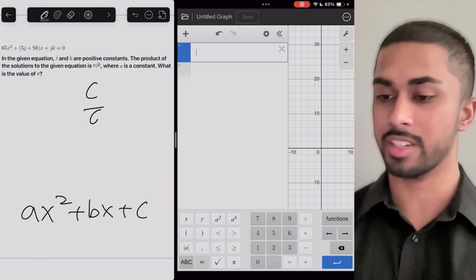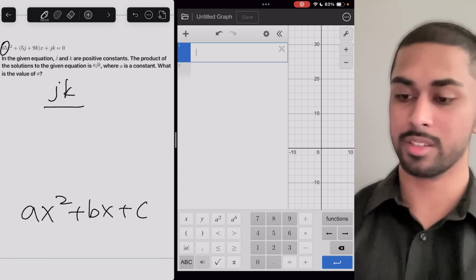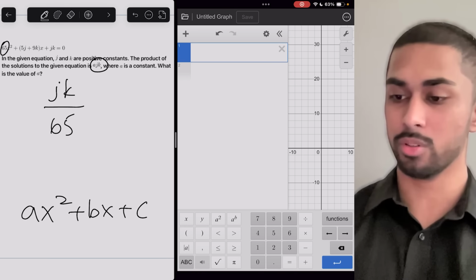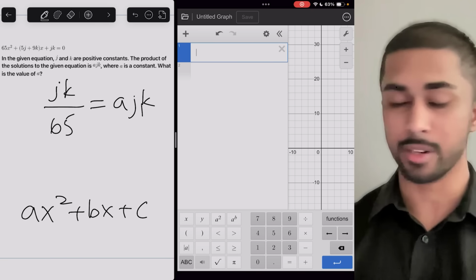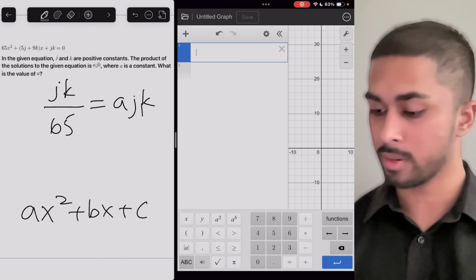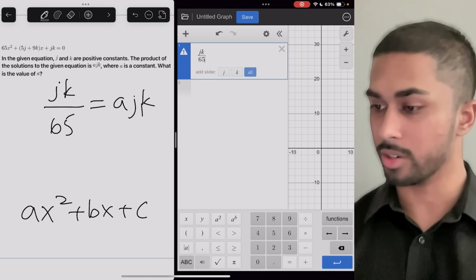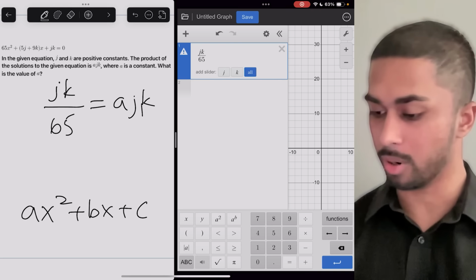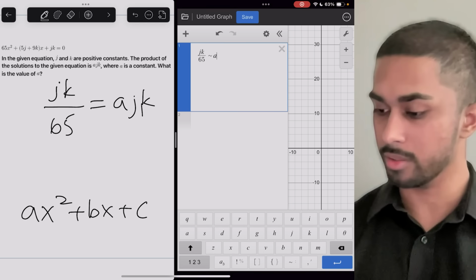So in this case, we need c over a. What is the c term? It's JK. What is the a term? 65. And this is equal to the product that we are given from here. I've seen a lot of smart students mess up. So just do it on Desmos. Just put it into Desmos and do a regression. This is the regression part that I'm talking about. This is why I included this question in this video.